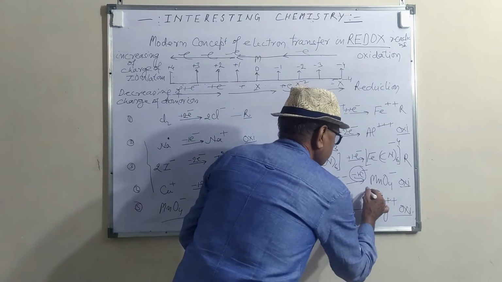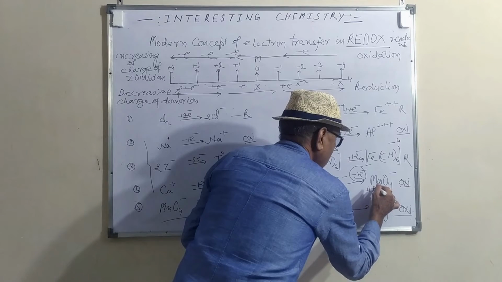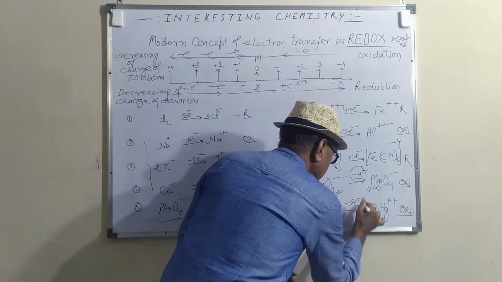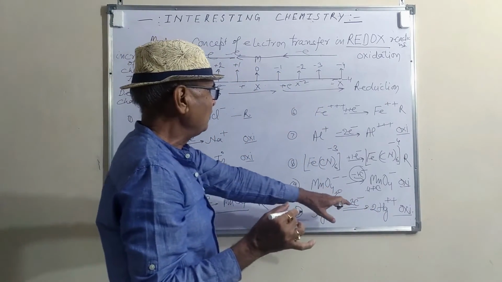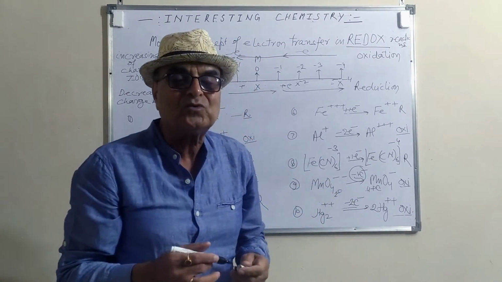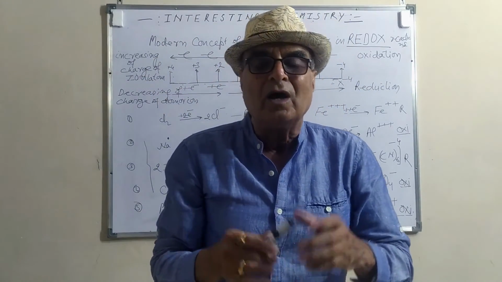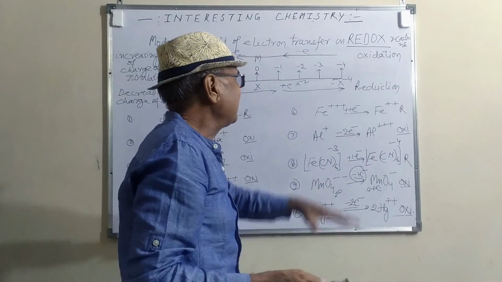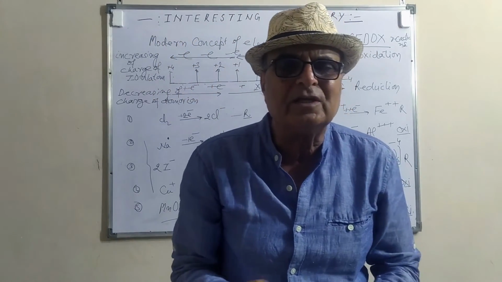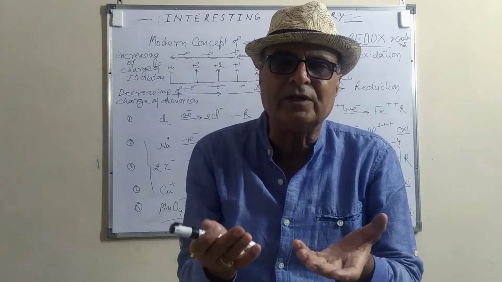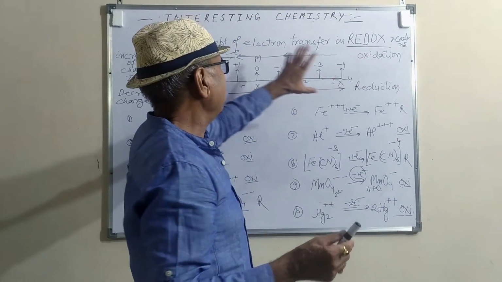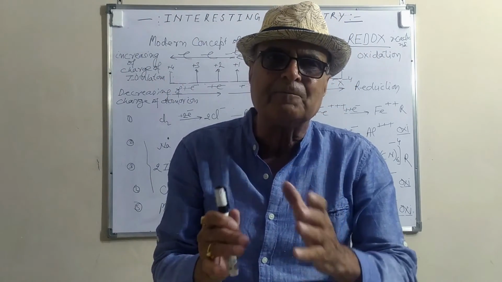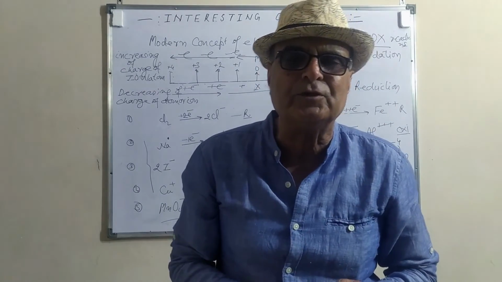Here think about Hg, only two positive, and here four positive, so it will lose two electrons. Loss of two electrons shows us oxidation. Loss of electron shows us oxidation. So I told you about the redox reaction, and how you can select whether an equation is oxidation or reduction. With the concept of gaining or losing electrons, you can easily select. I think you have understood the modern concept of the redox reaction.